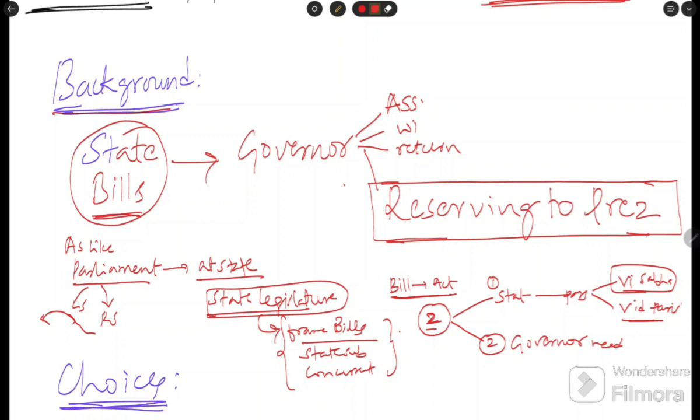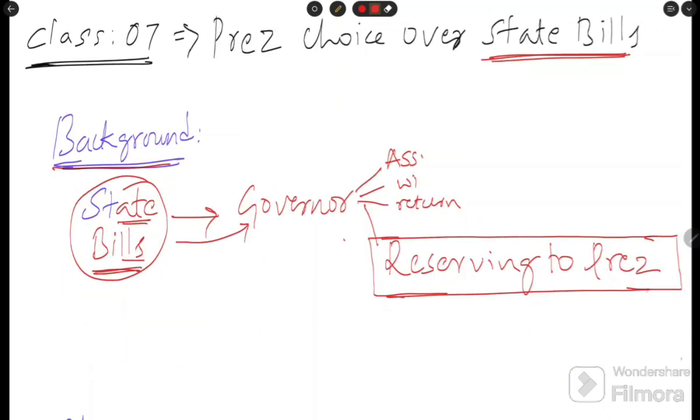Now consider the bill has passed the first test, that is, the bill is passed by the state legislature. Then to whom does the bill go? To the governor. Now assume the state bills are with the governor. Why do the bills come before the governor? Because the governor's assent is essential.